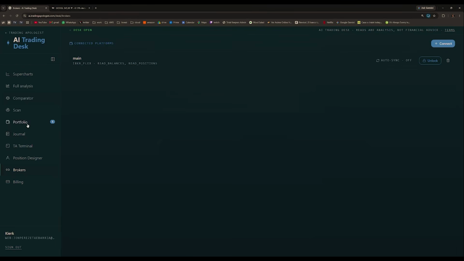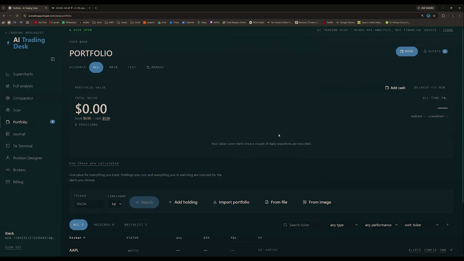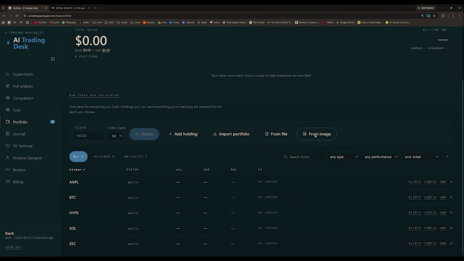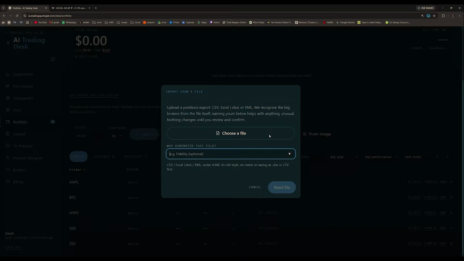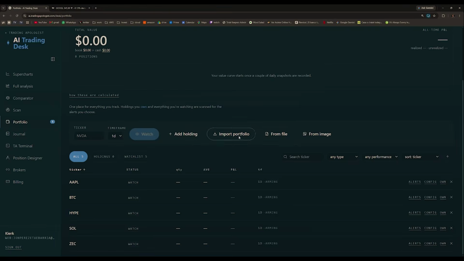I see there is a question about the portfolio. Once again, you can import from images. You can upload up to 10 images to import your portfolio. You can upload from files, CSVs, Excels, XMLs, and you specify from where. And you can have a connection to some portfolios and manually, of course. Yeah. Great. So this is it.